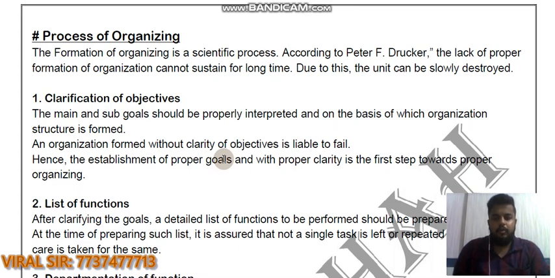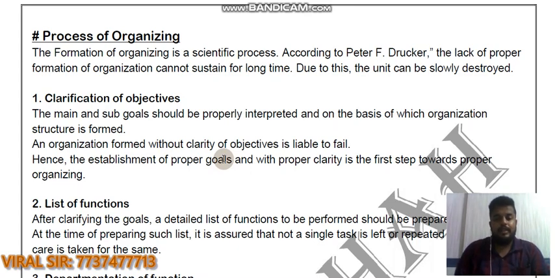Today we'll continue with part 2 of chapter number 4, 12th Commerce OCM, Organizing. Students, in yesterday's video we came across organizing, the meaning, definition and concept of organizing, and then we studied the characteristics of organizing. Today we'll start with the process of organizing, and we'll try to cover one type of organizational structure. So first we'll start with the process of organizing.